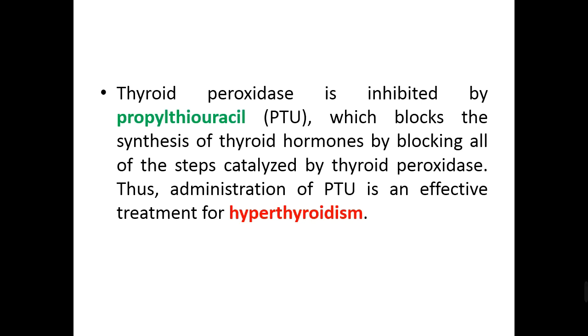Thyroid peroxidase is inhibited by propylthiouracil, which block the synthesis of thyroid hormone by blocking all of the steps catalyzed by the thyroid peroxidase enzyme. Thus, administration of propylthiouracil is an effective treatment for hyperthyroidism.